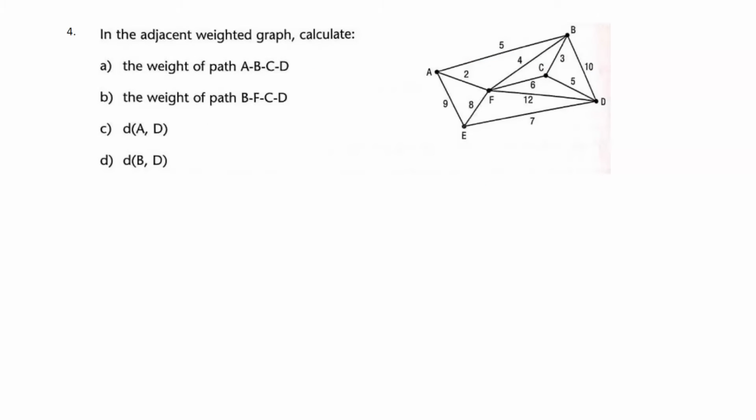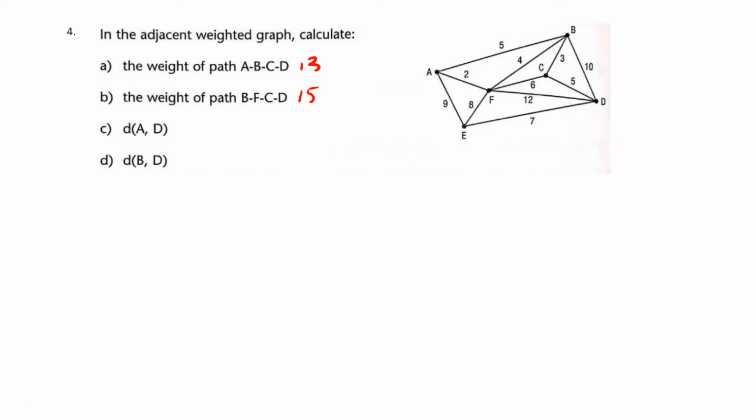Question 4. In the adjacent weighted graph, calculate, first of all, the weight of path ABCD. We've got 5 plus 3 is 8, plus 5 is 13. The weight of path BFCD, which is 4 plus 6 is 10, plus 5 is 15.